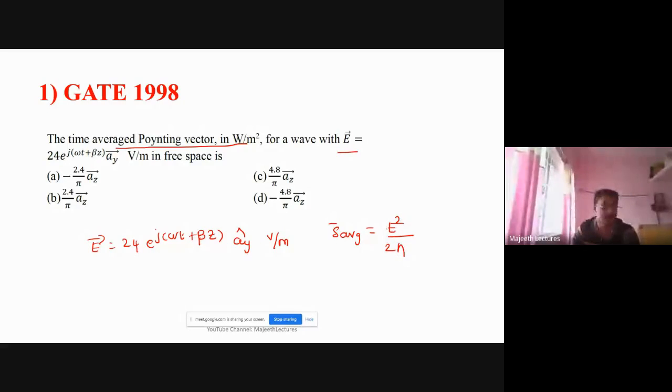So I need the magnitude of the electric field. What is the magnitude of the electric field? Mod E is given by the modulus of 24 e power j omega t plus beta z ay vector. That will give 24. Why? The modulus of e power j theta is 1, and ay is a unit vector, so its magnitude is also 1. So it is equal to 24.